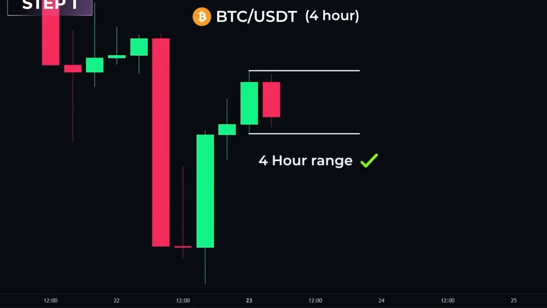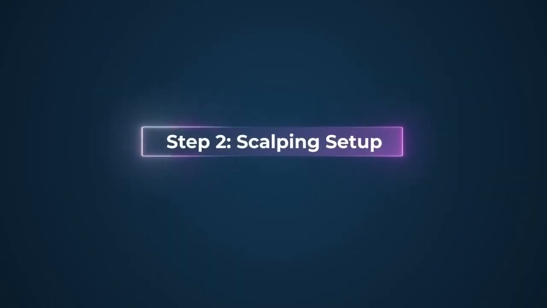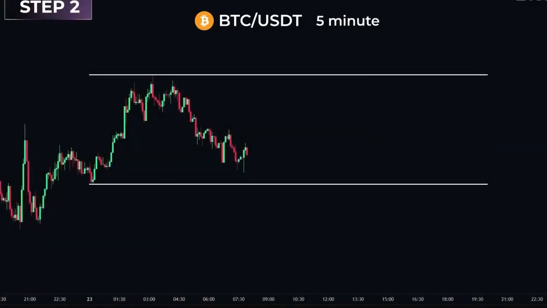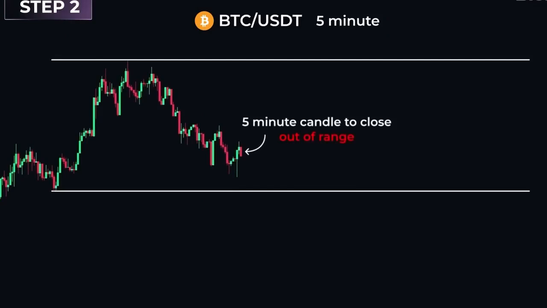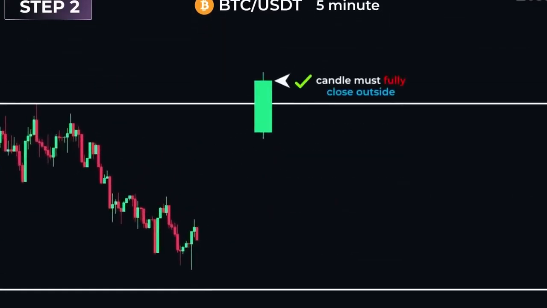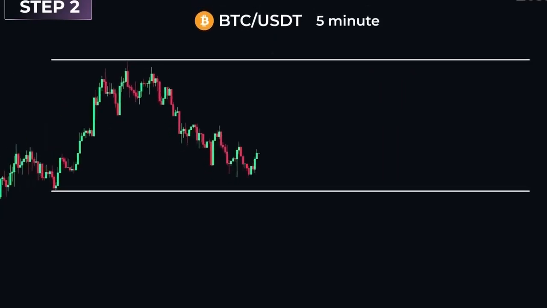So once the 4-hour range is identified, we move on to step 2, which is the scalping setup. After the 4-hour range is identified, we go down to the 5-minute time frame to look for scalp setups. The setup we're looking for is when the 5-minute candle closes outside of the range, either the range high or range low. But again, the key here is the candle must fully close outside, so wicks alone don't count.